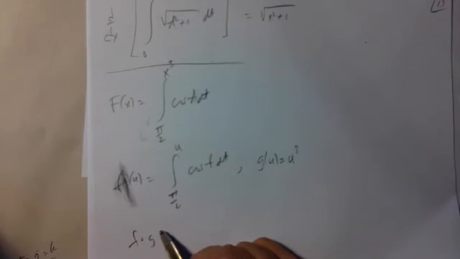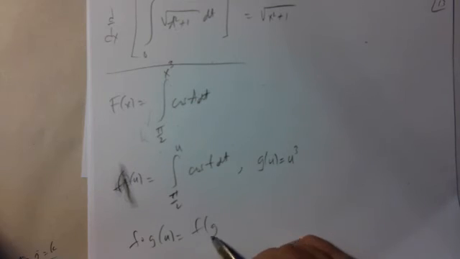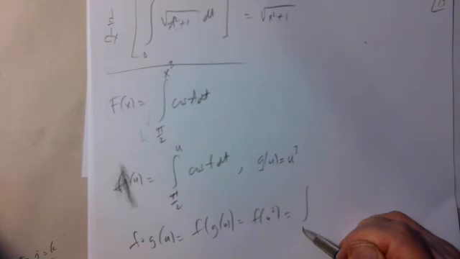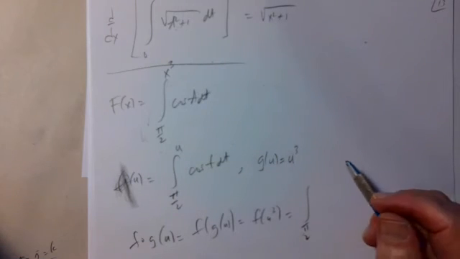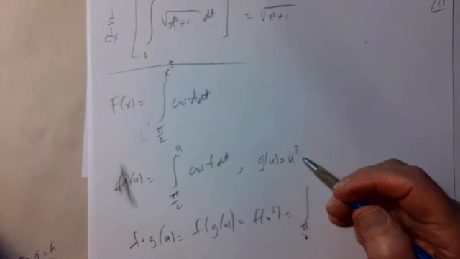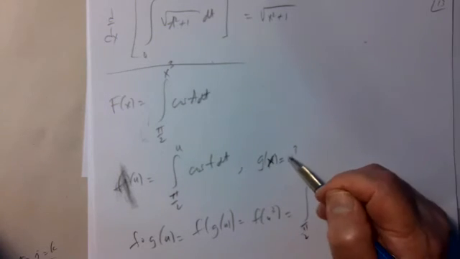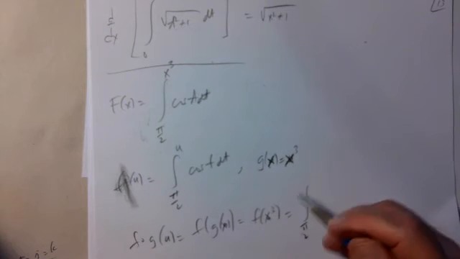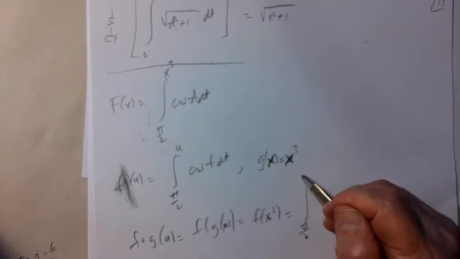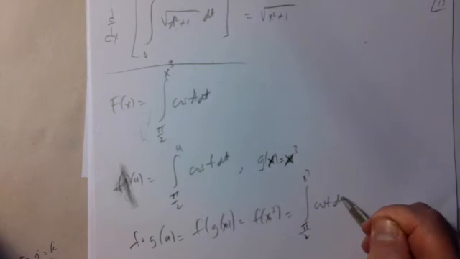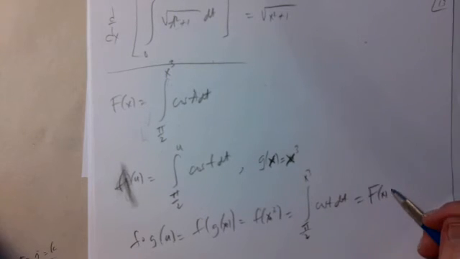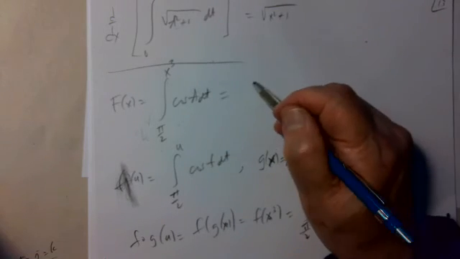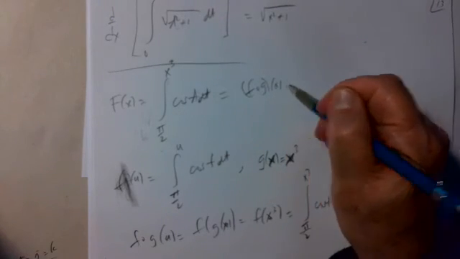So f composed with g of u, that's f of g of u, that's f of u cubed, that's the integral from pi over 2 to u cubed. Sorry, g of x is x cubed. So f of g of x, that's f of x cubed, that's the integral from pi over 2 to x cubed of cosine t dt, which is capital F of x. So this capital F of x is really this composite function, f composed with g of x.